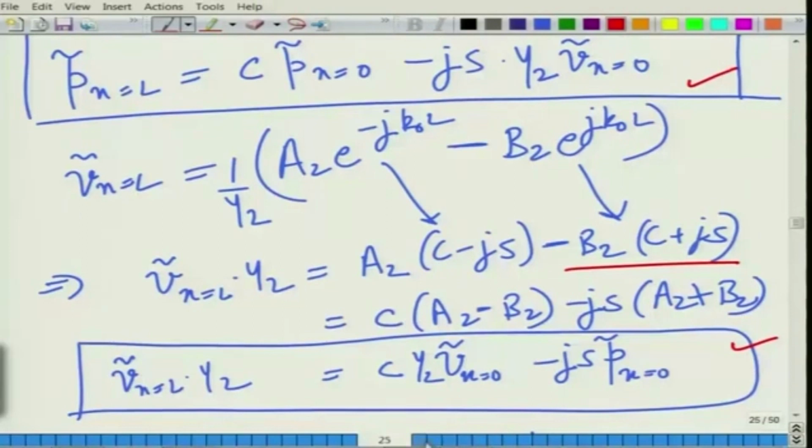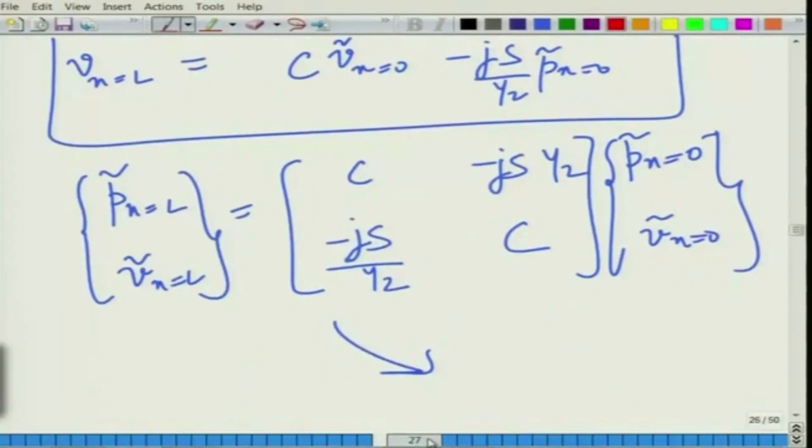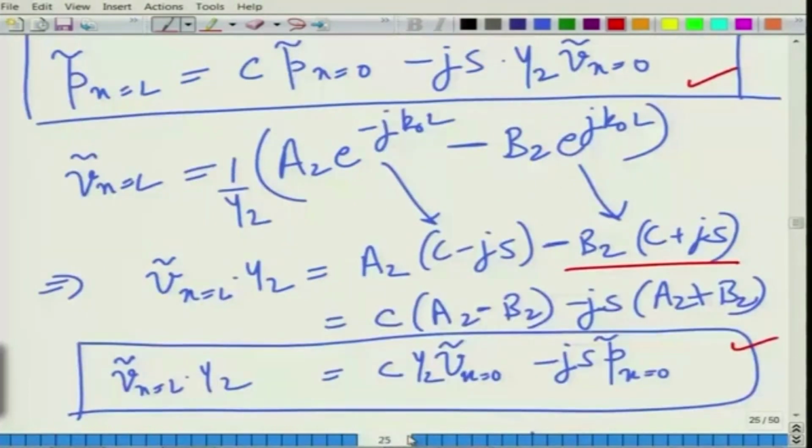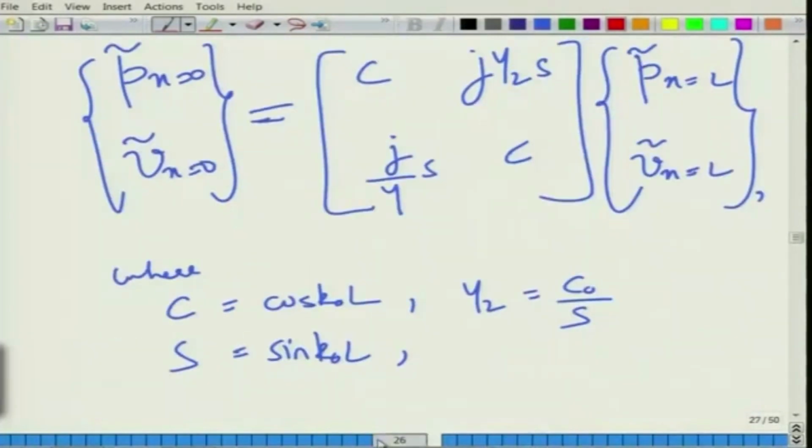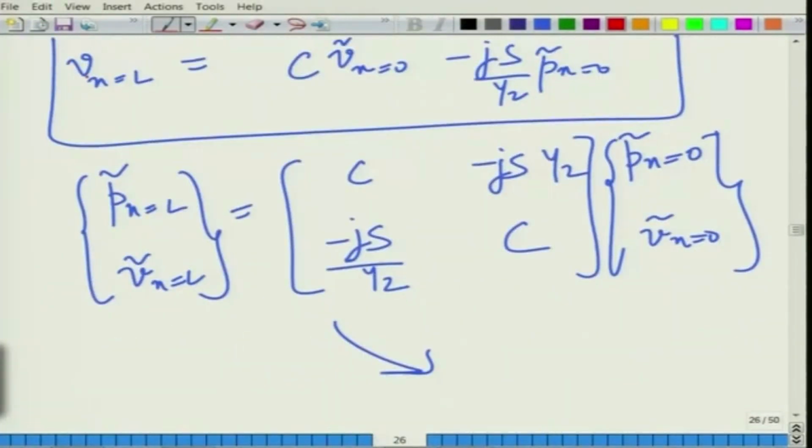Now we can very easily write that in matrix form, but hang on, just before that we will divide both sides by Y2. So, in the end we will get the volume velocity at x equal to L is equal to cosine times the volume velocity at x equal to 0, minus j sine k naught L divided by Y2 into the acoustic pressure at x equal to 0, where Y2 is the characteristic impedance of the chamber, which is given by c naught divided by the cross sectional area of the chamber.